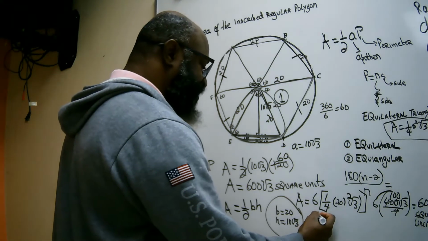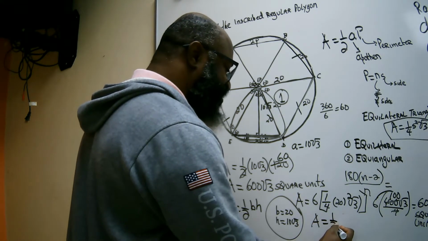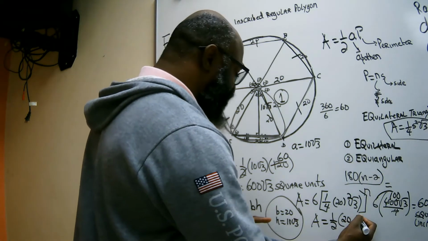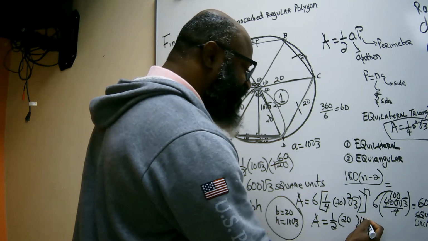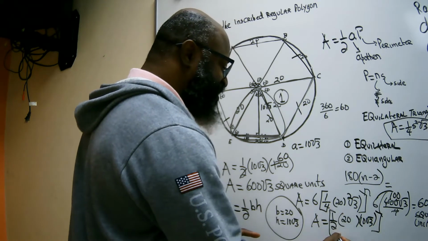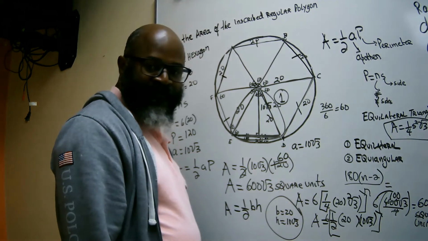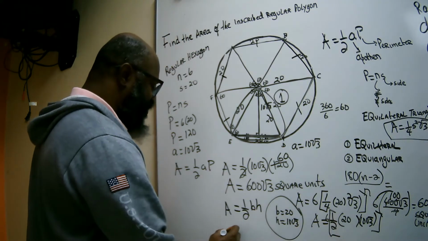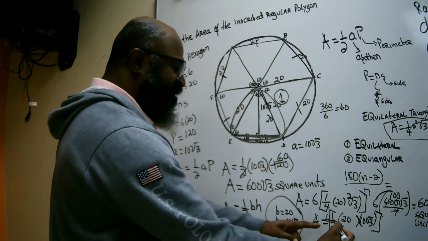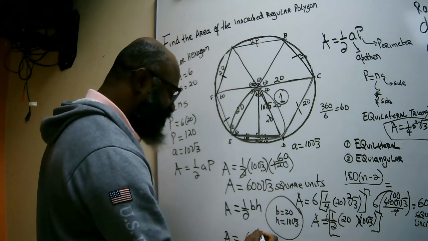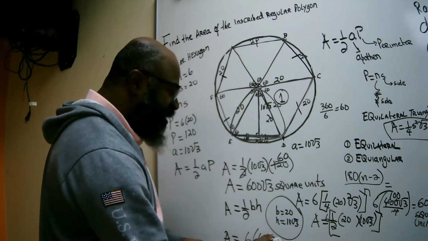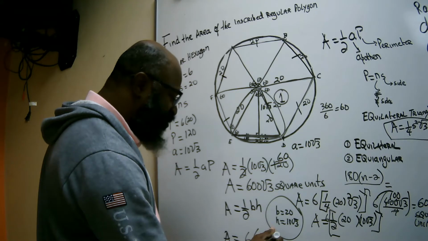In this case, I will say A equals 1/2 base, which is 20, times height, which is 10 square root of 3. And remember, I have 6 of them, so I'm going to multiply by 6. You are supposed to get the same outcome. So let's work inside. You will have A equals 6 triangles. Then you will take half of 20, which is 10, then times 10 square root of 3.